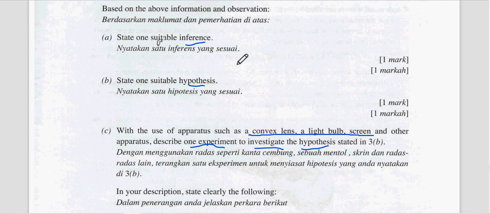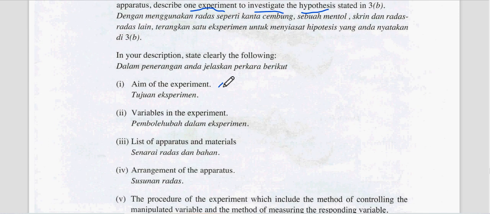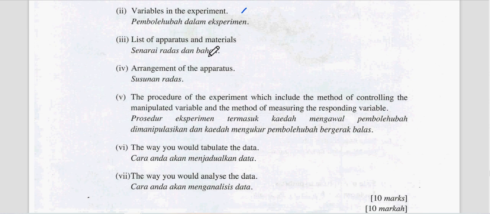Okay, so after you write your inference and hypothesis, after you write your aim and variables, now the list of apparatus and the arrangement of apparatus.